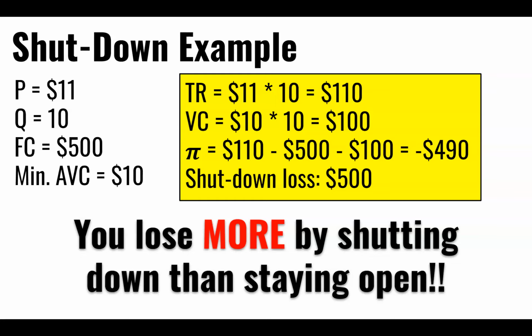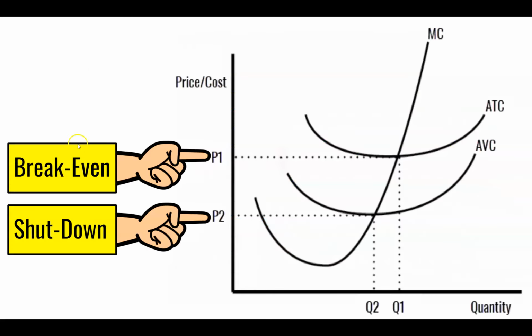That leaves me in a better situation currently than if I were to shut down entirely. I would lose more by shutting down than by staying open. So anytime the price is greater than the minimum average variable cost, there will be a loss, but that loss will be smaller than if we closed our doors permanently. And there are companies that deal with that, which we'll look at in just a second.